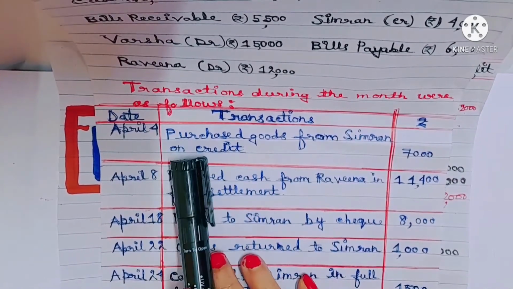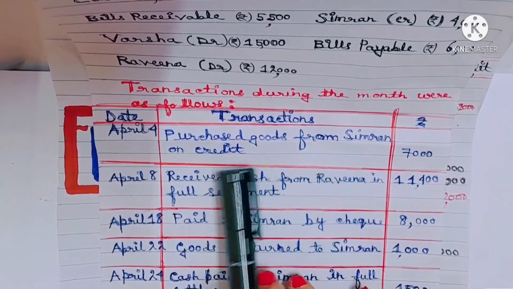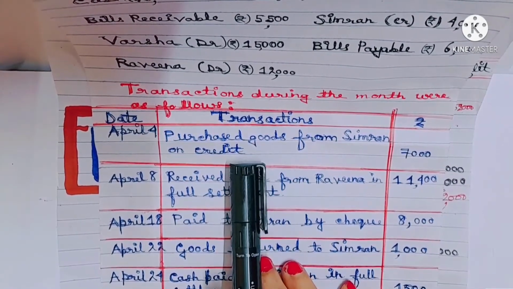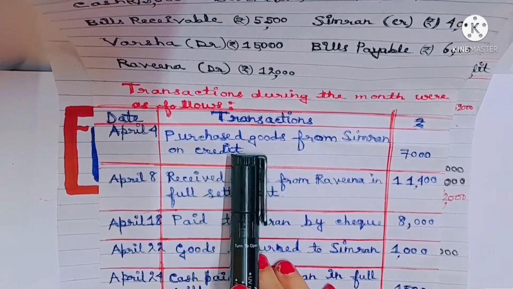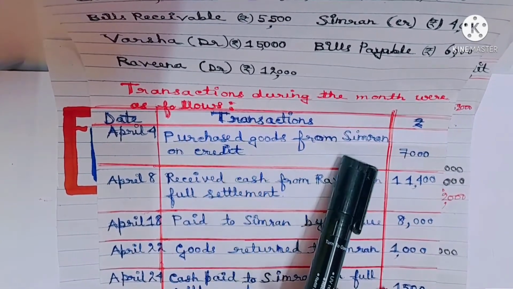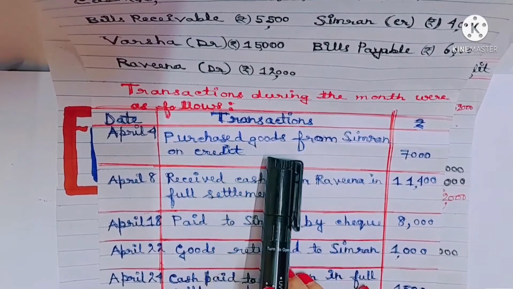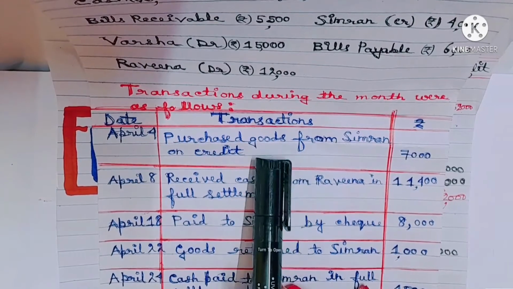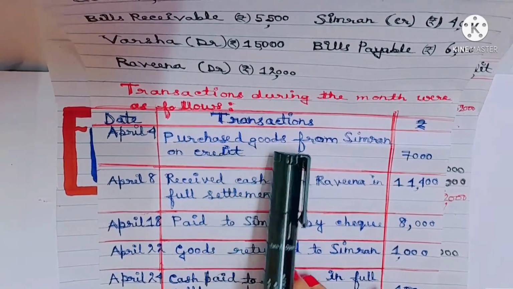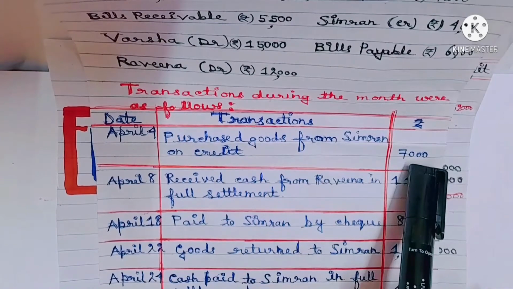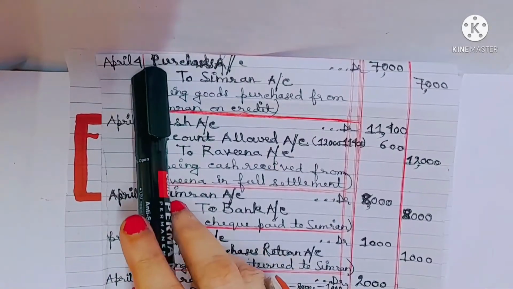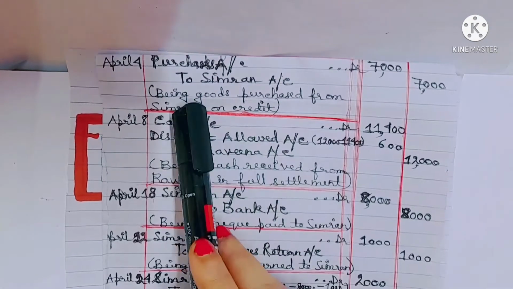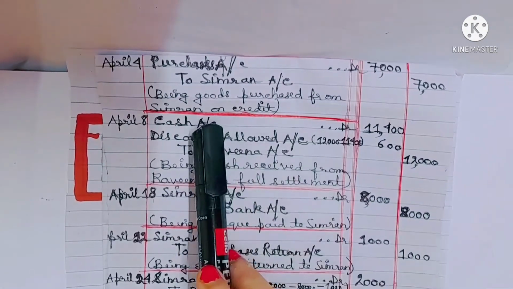On 4th April, purchase goods from Simran on credit. What are the two accounts? Please identify the two accounts. I've already told you how to identify. One will be purchases account and one will be Simran account, since goods are purchased on credit from Simran. But we won't write goods, so ignore goods. We'll let purchases account debit to Simran account 7,000. See, on 4th April, purchases account debit to Simran account 7,000, being goods purchased from Simran on credit.